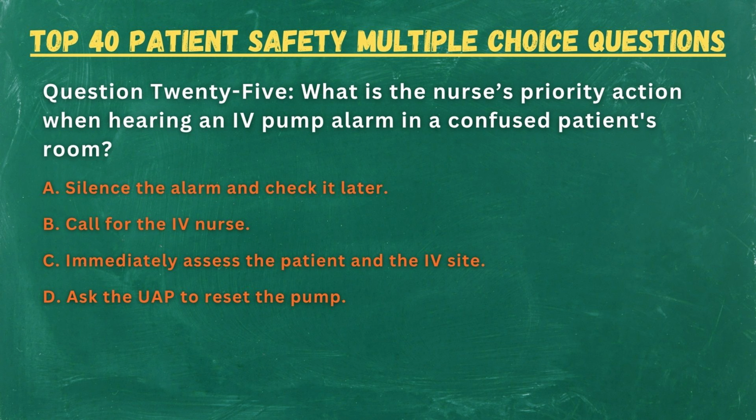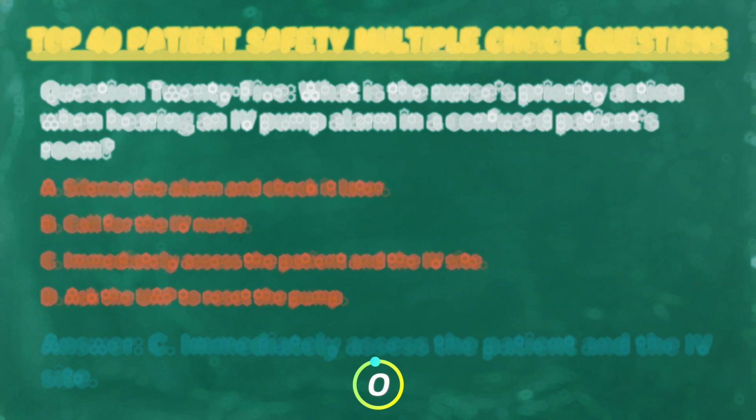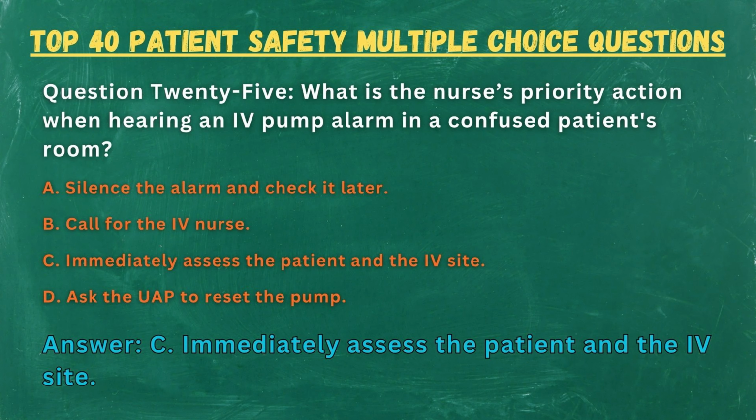Question 25. What is the nurse's priority action when hearing an IV pump alarm in a confused patient's room? A. Silence the alarm and check it later. B. Call for the floor nurse. C. Immediately assess the patient and the IV site. D. Ask the UAP to reset the pump. Answer: C. Immediately assess the patient and the IV site.